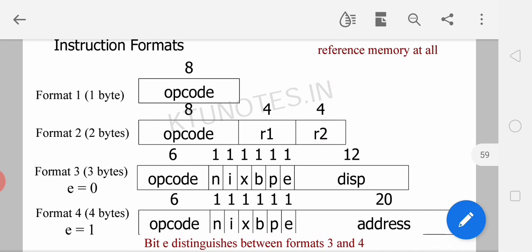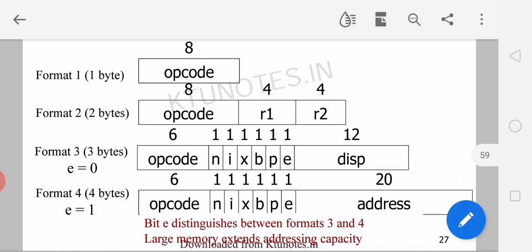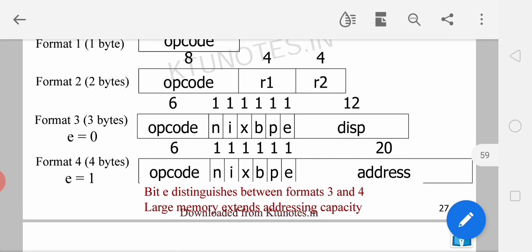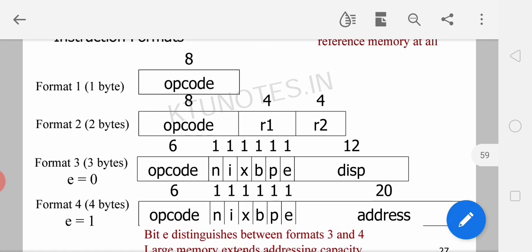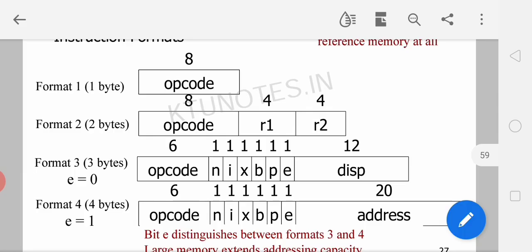Okay, format 1 uses only 1 byte of memory. It only stores the opcode. In the next format, format 2, it uses 2 bytes of memory, and 8 bits are used for storing the opcode. Opcode means the instruction or the operation which we use for performing some actions. This operation can be converted into machine language, and that code is stored as the opcode.